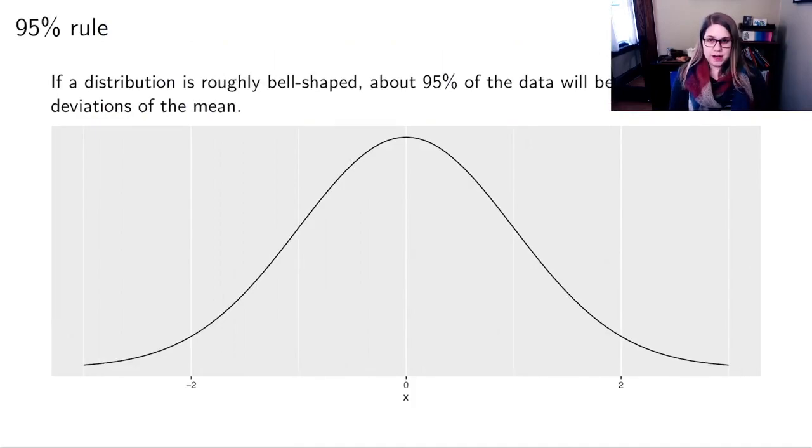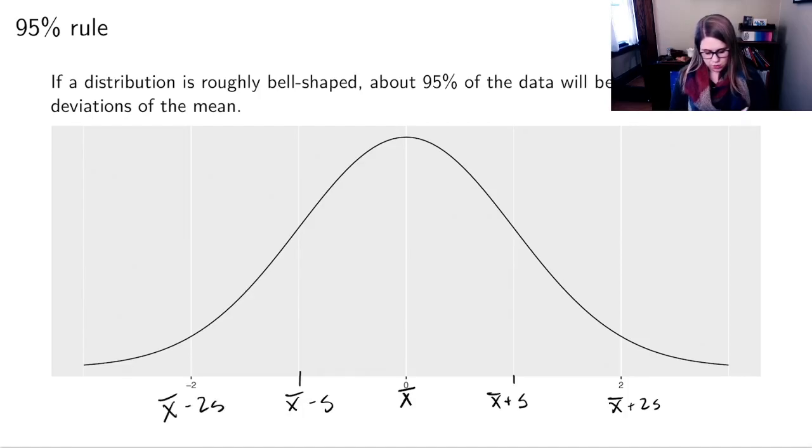We've got a rule called the 95% rule, which is that if a distribution is roughly bell-shaped, about 95% of the data will be within 2 standard deviations of the mean. So if we think of this as x bar, and then maybe we go out x bar plus s, and x bar plus 2s, and here this is x bar minus s, this is x bar minus 2s, we're going to be able to estimate that about 95% of the data is in the middle of the distribution. That means I've got 5% left to add up to 100, and I get 2.5% in each of the tails.